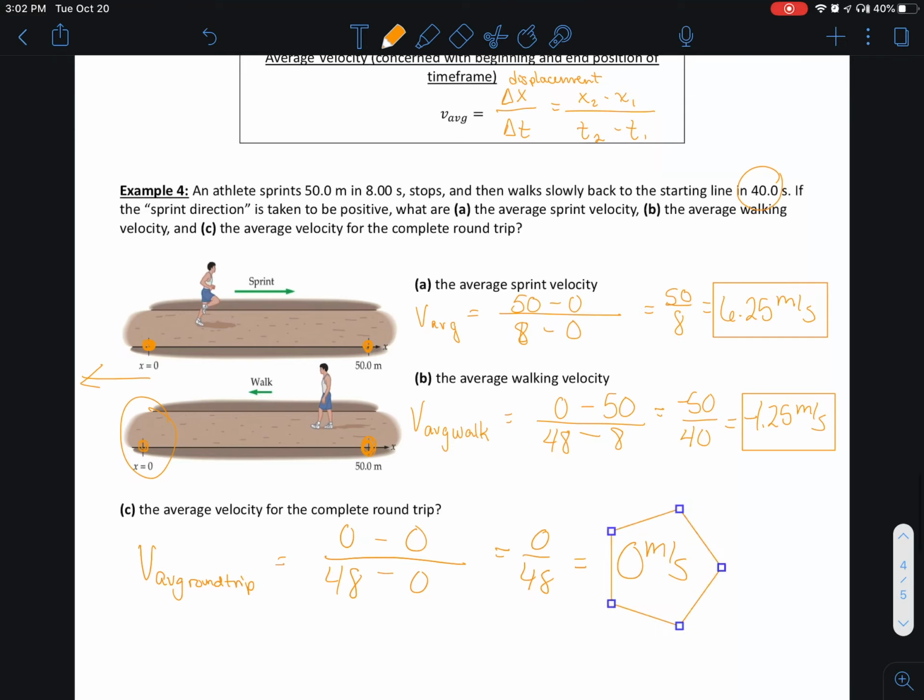which oddly enough is 0 meters per second as his average velocity. Oh, that's a fun little shape. I'm going to keep it on there. But the idea is velocity is concerned about displacement. So when you think about his whole trip, he's ending and starting at the same spot. So since that's displacement, his velocity is going to end up being 0.